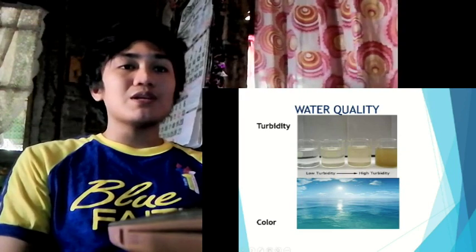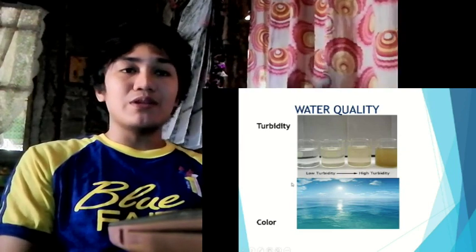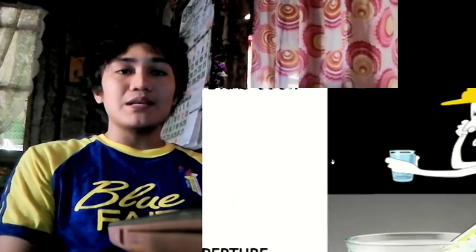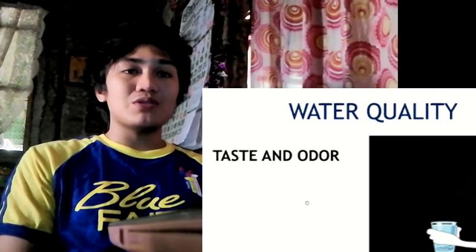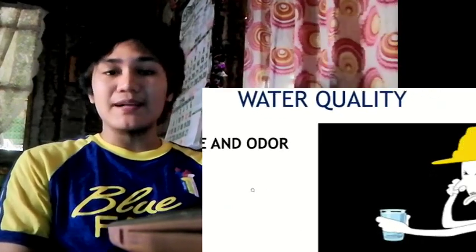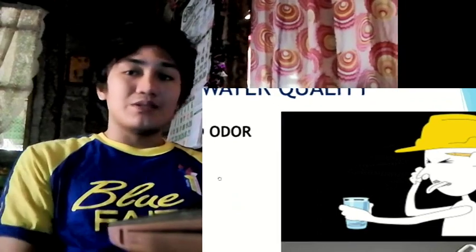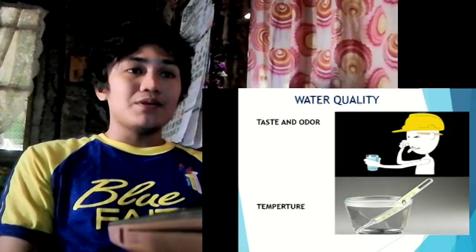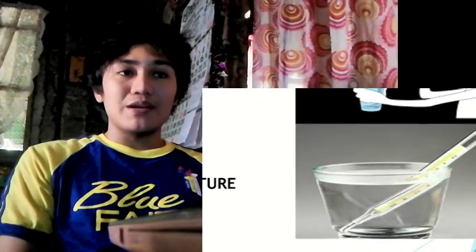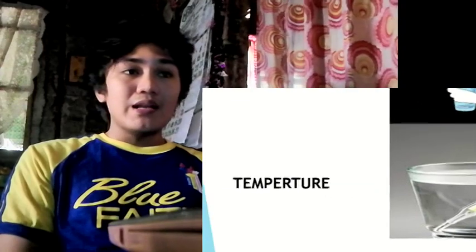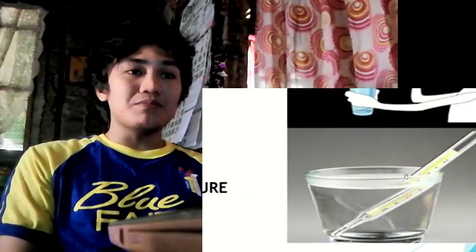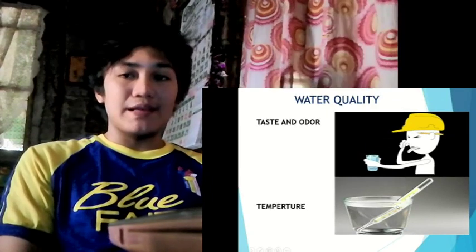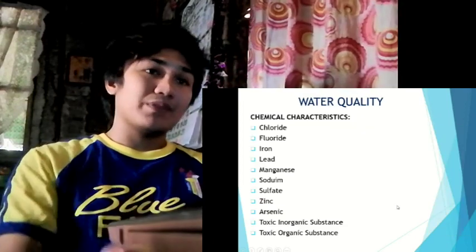Temperature. The most desirable drinking waters are consistently cool and do not have temperature fluctuations of more than a few degrees. Groundwater and surface water from mountainous areas generally meet this criteria. So next is the chemical characteristics. Under these characteristics, we have the chloride, fluoride, iron, lead, manganese, sodium, sulfate, zinc, arsenic, toxic inorganic substances, and the toxic organic substances.